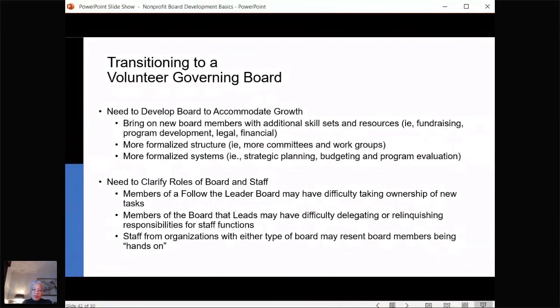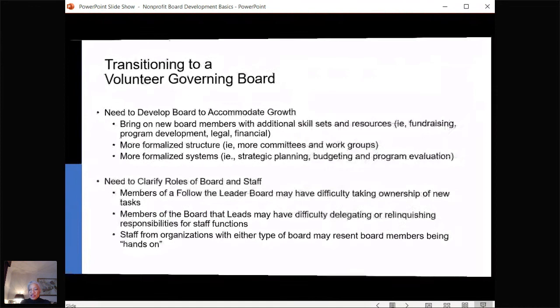Another issue, members of the board that leads may have difficulty delegating. And again, as I said before, you want to create a situation where you're elevating their responsibility and value, but diminishing the actual work and the tasks that they do hands-on. And then you have staff from organizations for either type of the board, they resent the board members being hands-on.